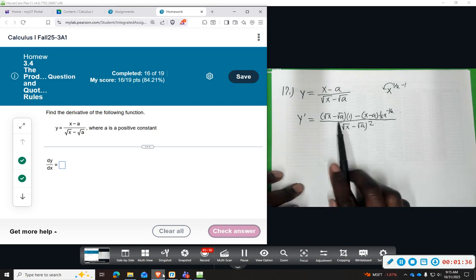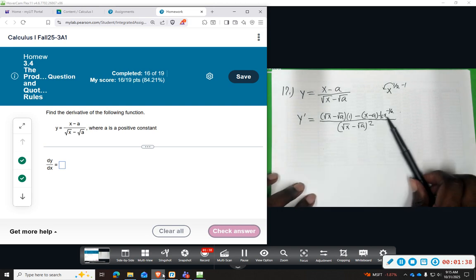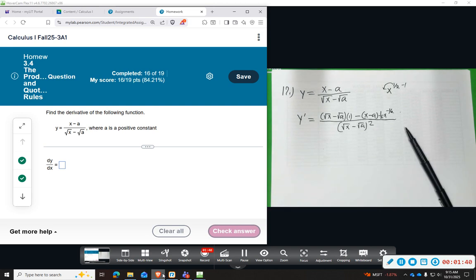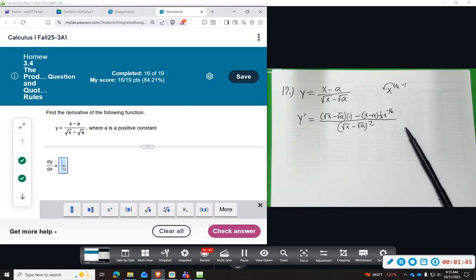Alright, and then we don't have to simplify it. I just want you to do the derivative here. I will get rid of the 1. Times 1 won't change anything. And I might move this term out front.